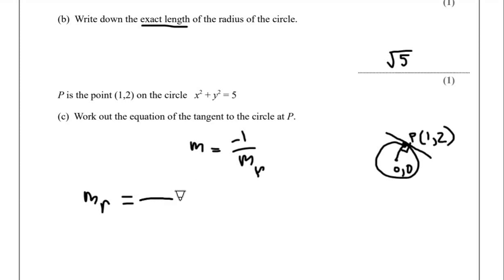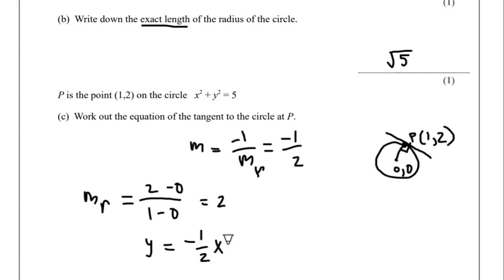So we can easily find the gradient of the radius. It'll be 2 take away 0 over 1 take away 0, and that's 2. Now the gradient of the tangent is going to be negative 1 over 2. So the equation of the tangent is y equals negative 1 over 2 x plus c.